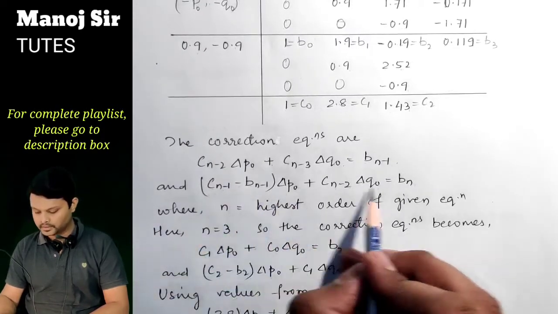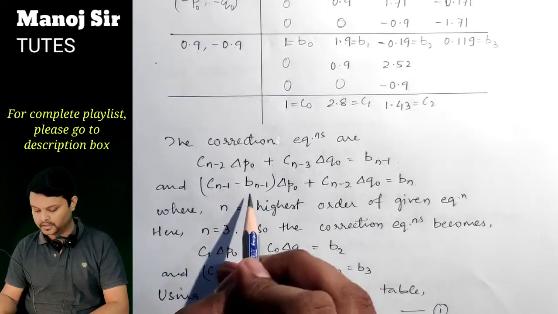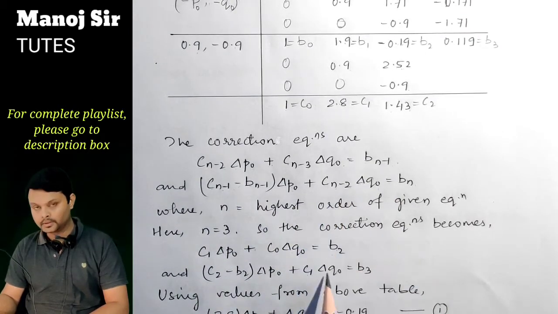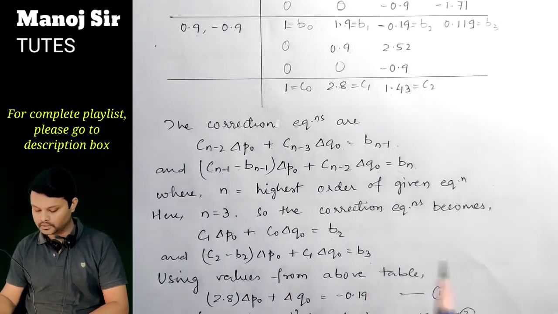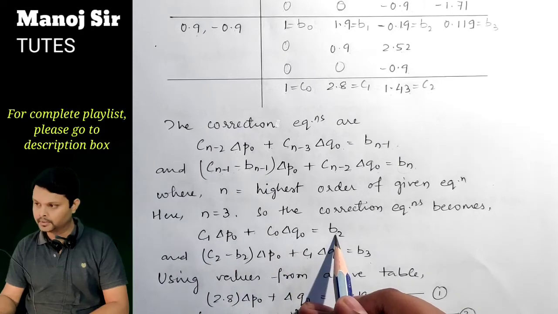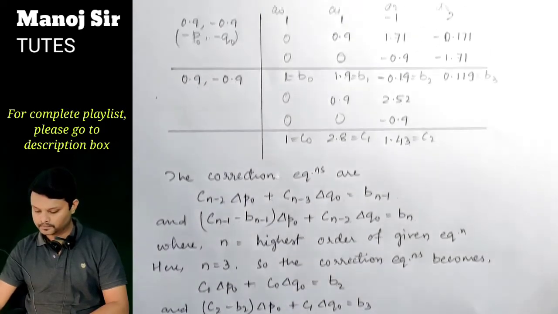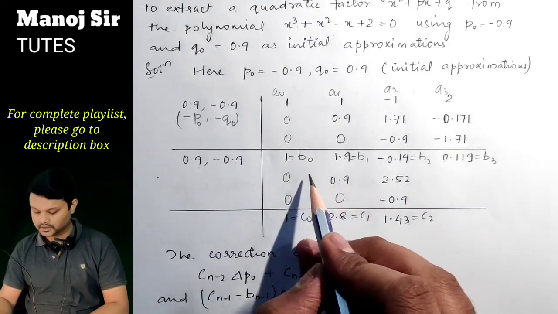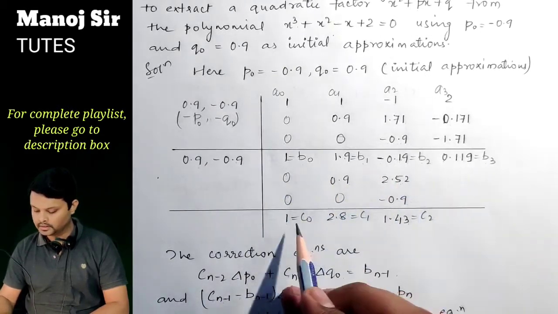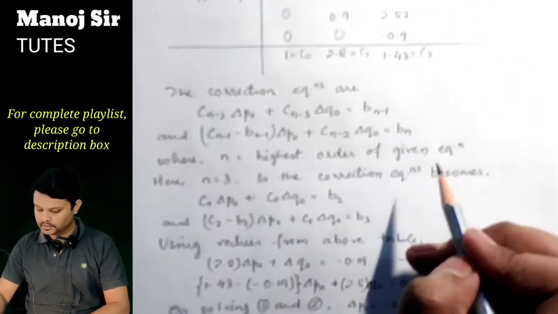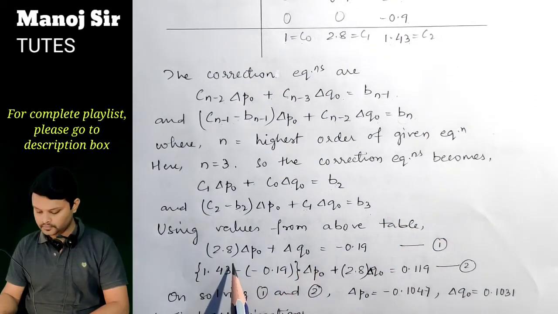Coming to the second equation, that is C2 minus B2 into delta P naught plus C1 into delta Q naught, and this will become B3. Now you have the values of C1, C0, B2, C2, B2, C1, B3. Here we have all the values, that is B0, B1, B2, B3, C0, C1, C2. So using all these values, you will get these two equations.